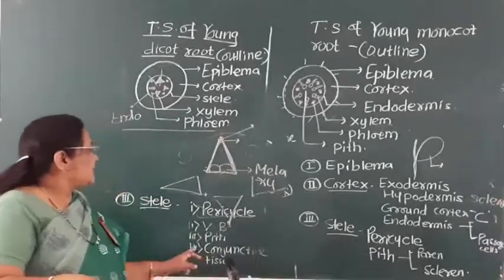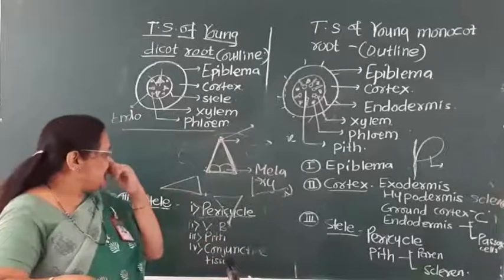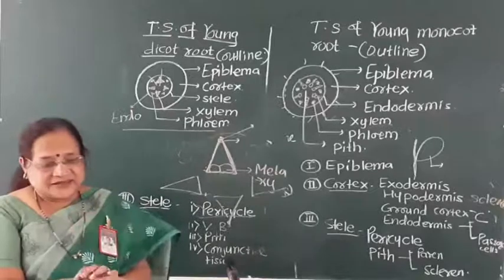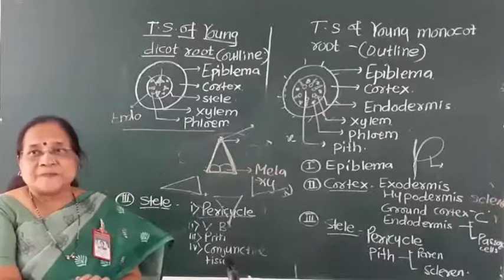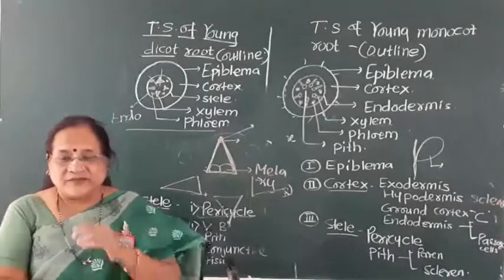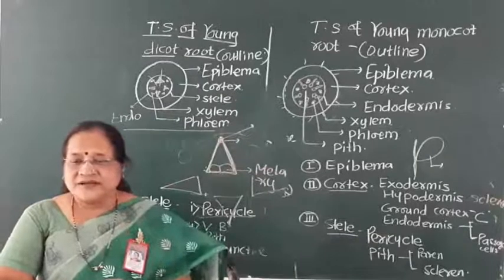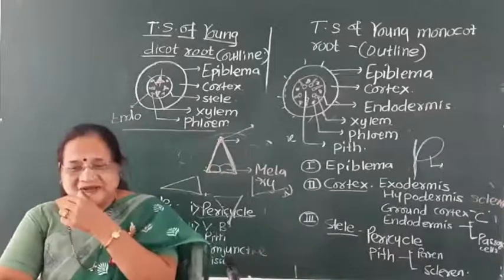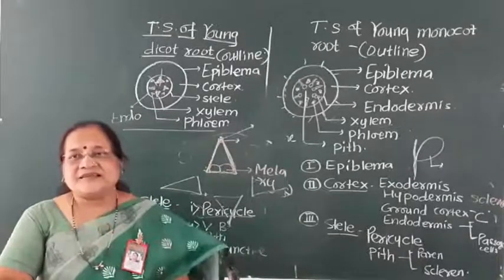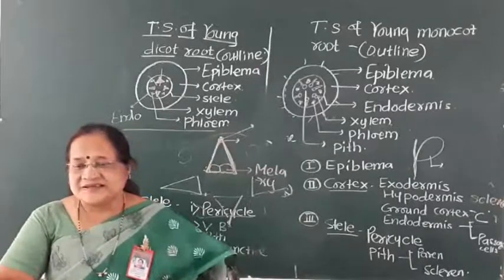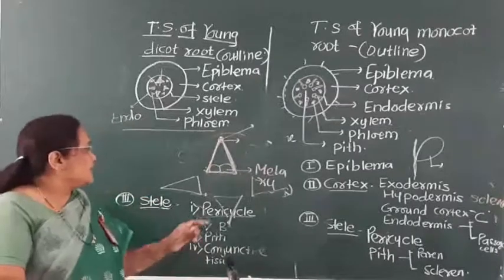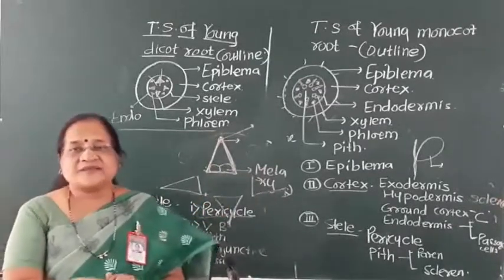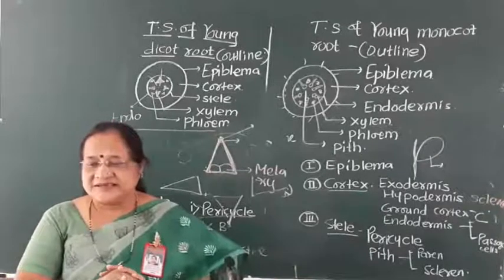After that, the pith is there and conjunctive tissues are there. So what is this conjunctive tissue? Between xylem and phloem we get a few small parenchymatous cells, and that we call the conjunctive tissue. At the center of the section there is the presence of the pith. This pith is occupied by small parenchymatous cells in the center.